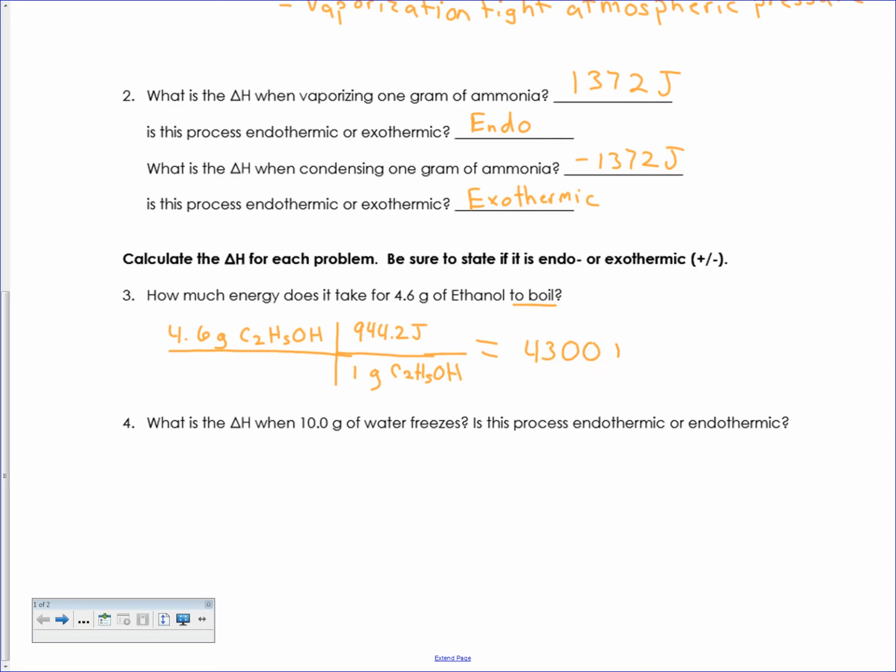So it's 4,300 joules. We should keep in mind that this process here is going to be endothermic because it's boiling. It's going from a liquid to a gas, so it's going to be a positive value for our delta H.